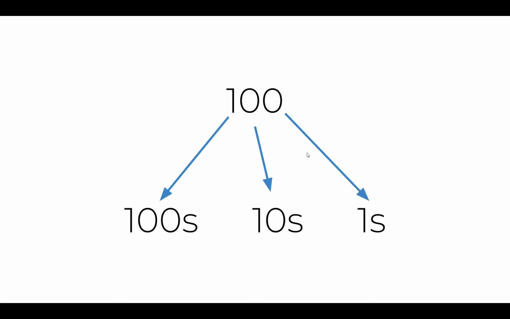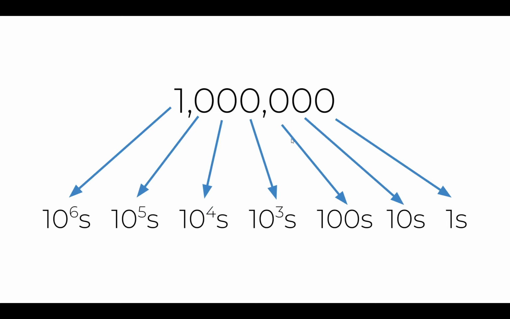If we wanted to go further, again, there's no single character to represent 10 things. So we're going to add a new digit to this number, and we're going to call it the 100s place. So here we have one group of 100s, zero groups of 10s, and zero groups of 1s. Same thing for a million, we have one group of 10 to the 6th, zero groups of 10 to the 5th, zero groups of 10 to the 4th, and so on and so forth.